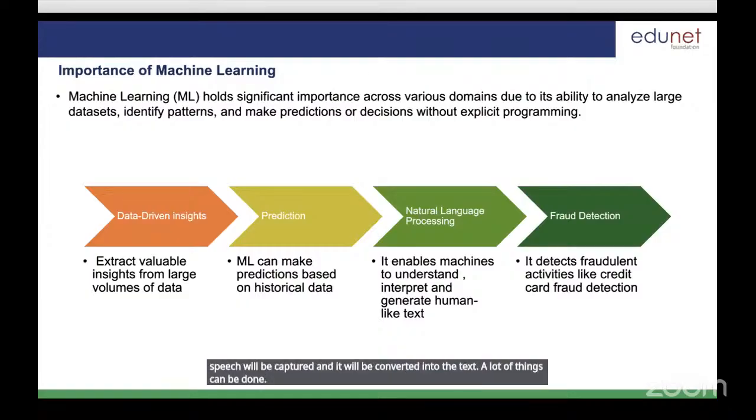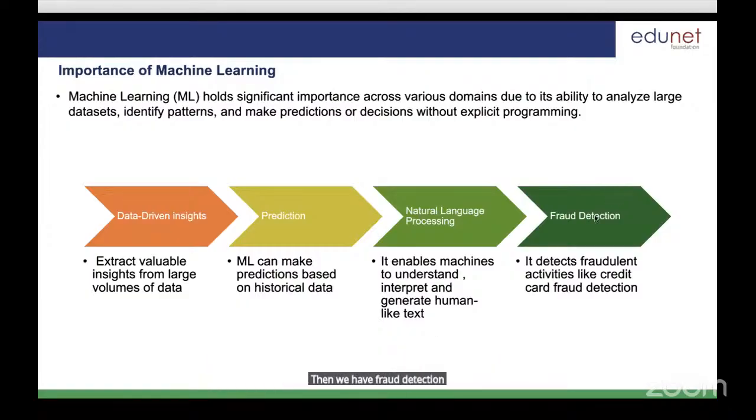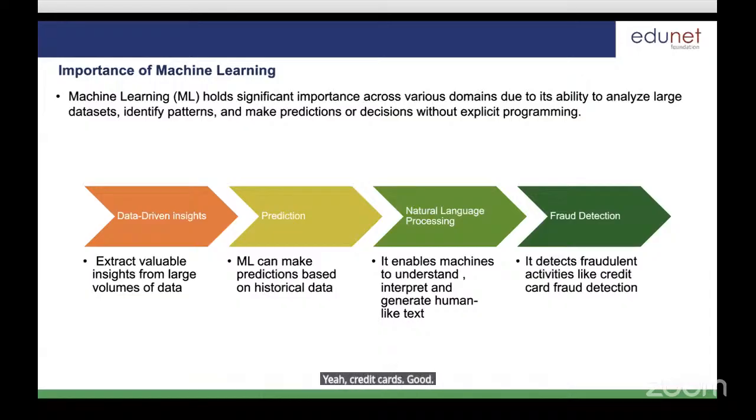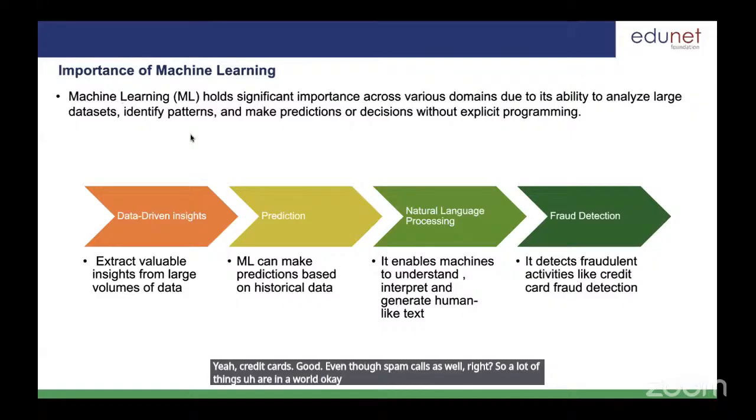Then we have fraud detection. How? Email spam. You can check whether the email you are receiving is fraud or not. Then credit cards, good. Even spam calls as well. So a lot of things have evolved. That is why this is the major importance of machine learning.